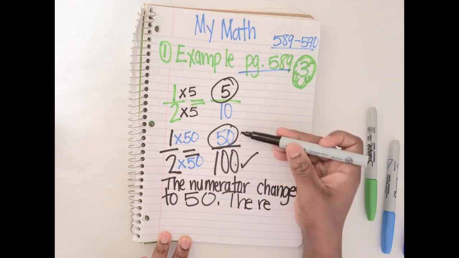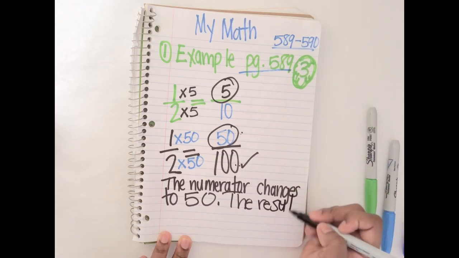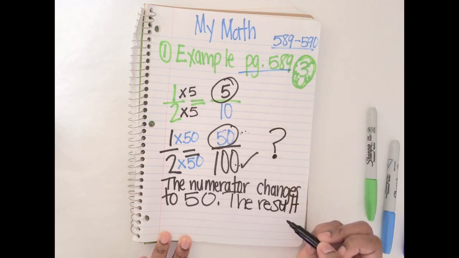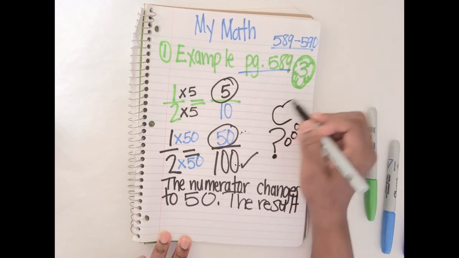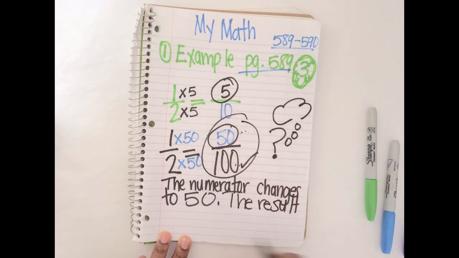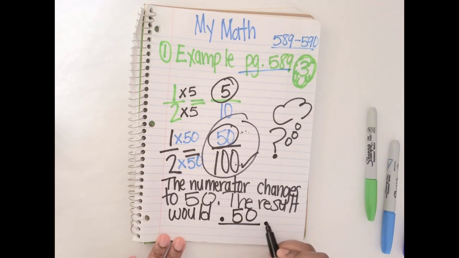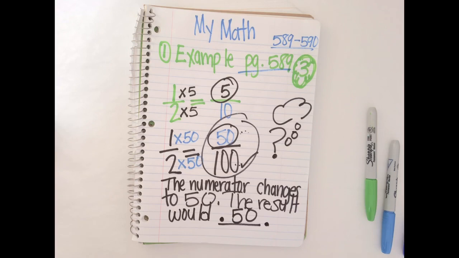How do we say this fraction? You tell me. How do you say this fraction? The result would be 50 hundredths, and that's how we write the fraction as a decimal. Good. Got it? Good. Now, let's try another one together.